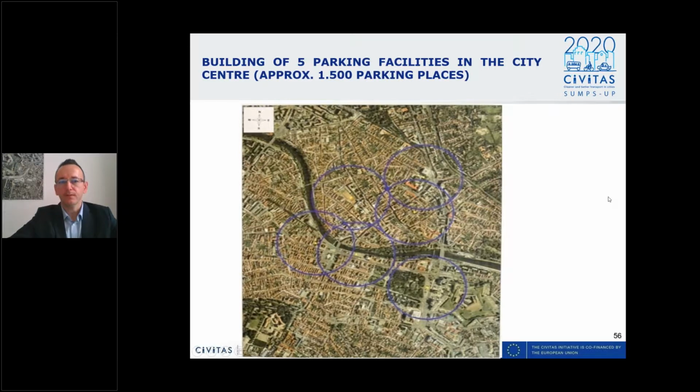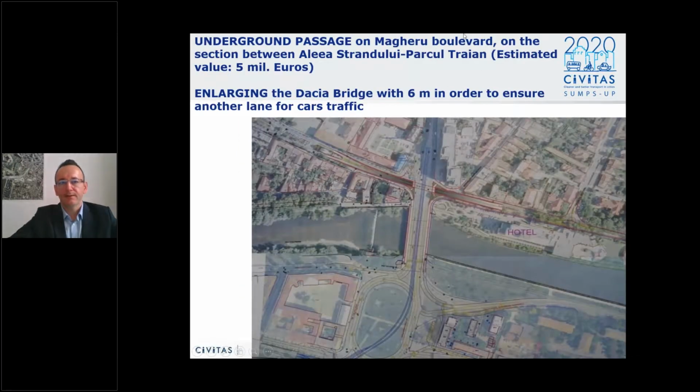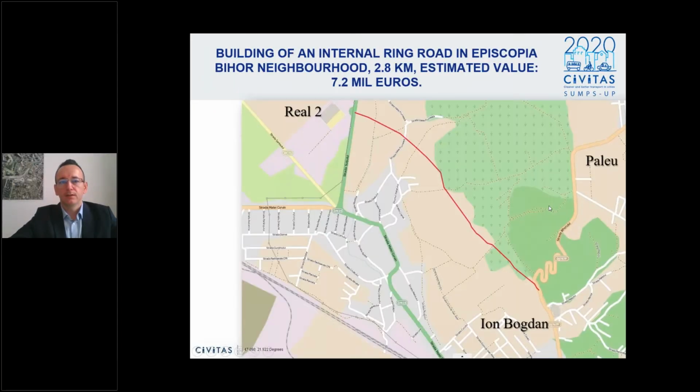The same thing, an underground passage on an important boulevard, enlarging the bridge in order to ensure another lane for cars traffic. It is a project financed through the own budget. The building of an internal ring road in order to link some suburbs of the city to the main road transport network of the city.